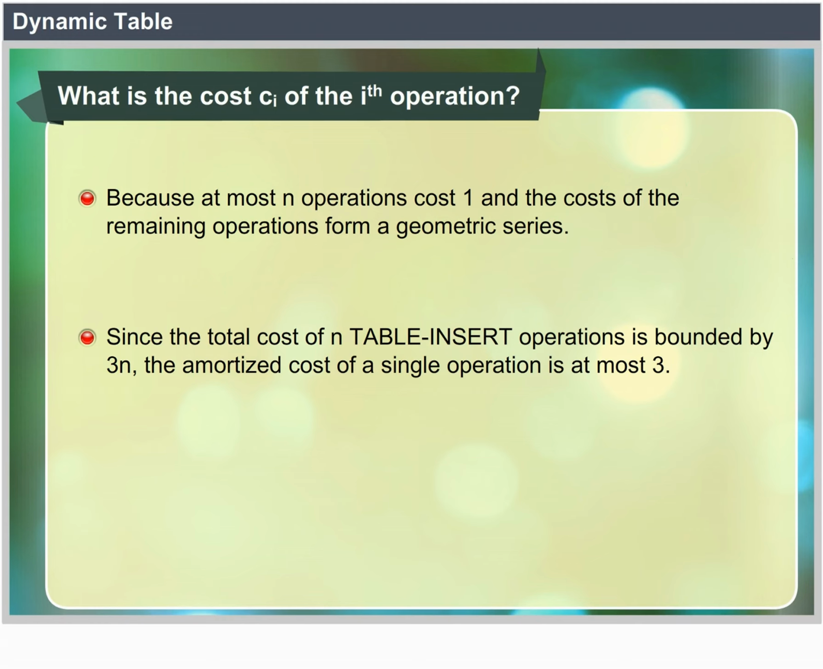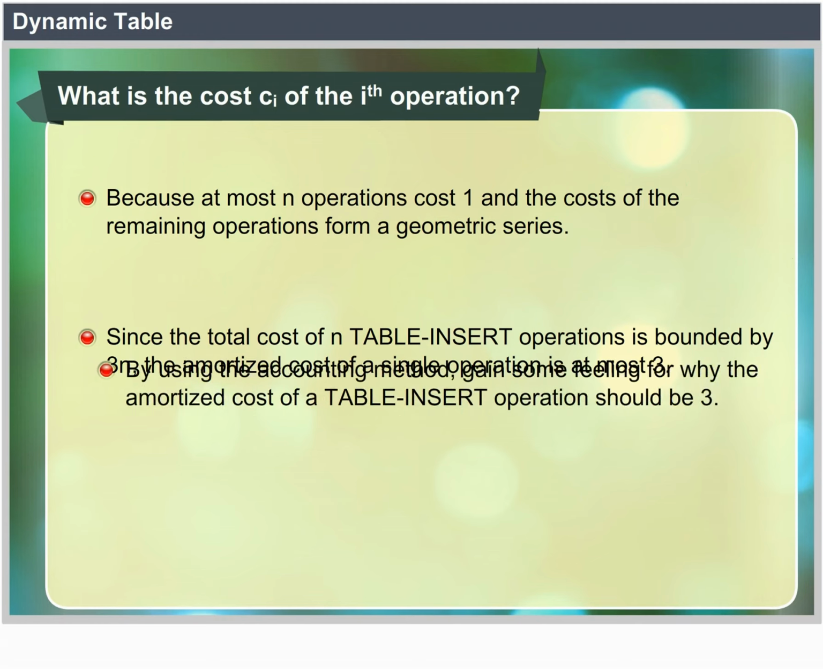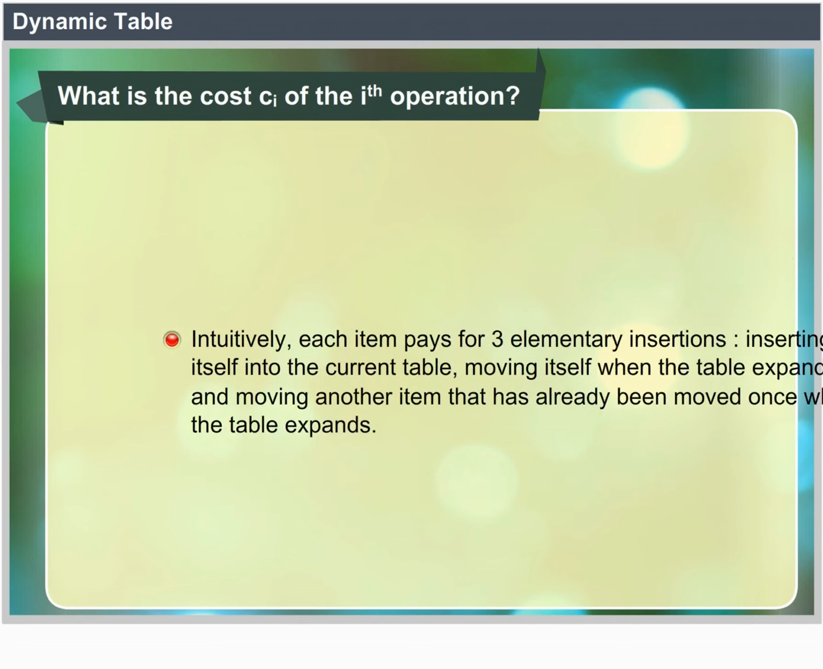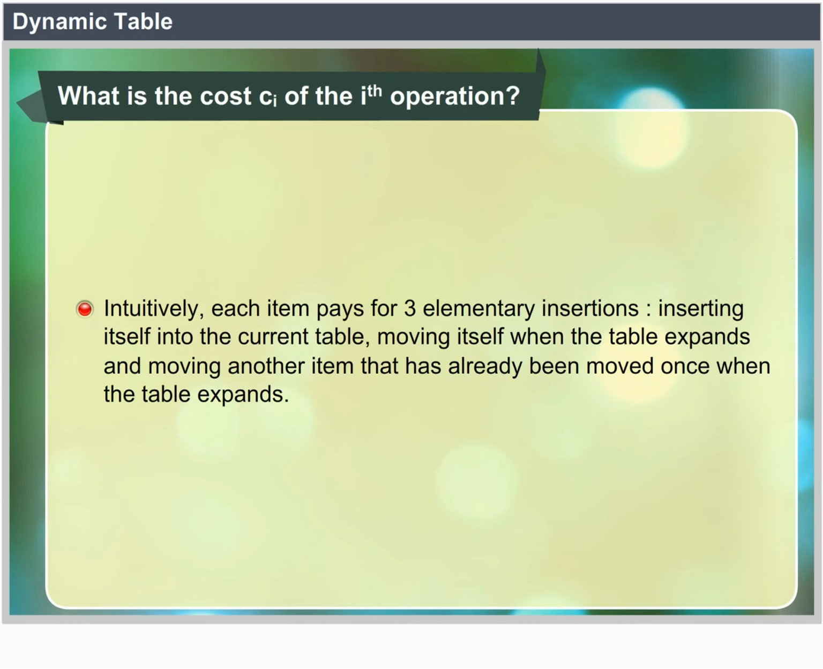By using the accounting method, we can gain some feeling for why the amortized cost of a table insert operation should be 3. Intuitively, each item pays for 3 elementary insertions: inserting itself into the current table, moving itself when the table expands, and moving another item that has already been moved once when the table expands.